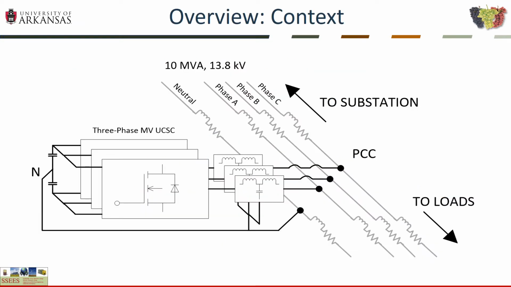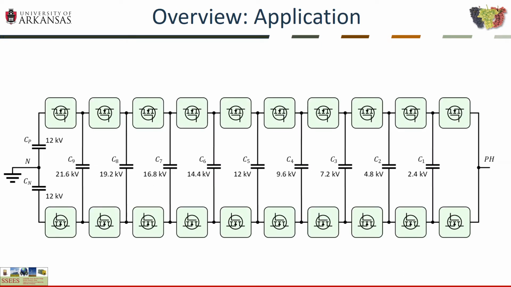Interest in medium voltage converters for the distribution system has been increasing over the years. Here is an example of such a converter. These converters can be used for energy storage and current compensation. To achieve medium voltage levels, multi-level converter topologies have been suggested. An example of a multi-level converter for connection to 15 kV class distribution systems is shown here.